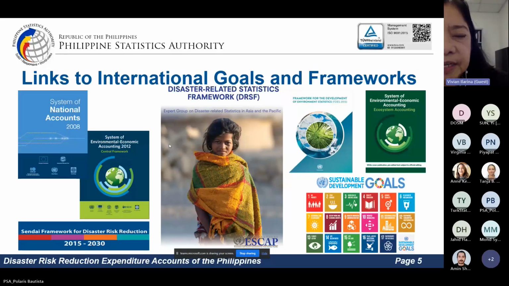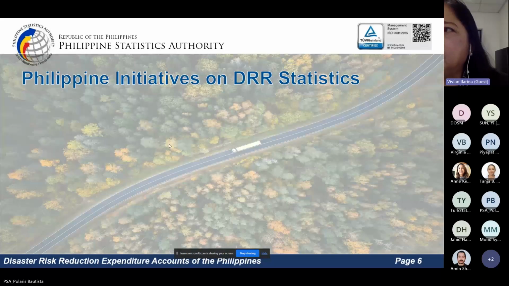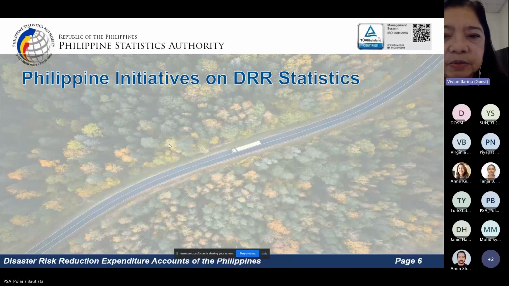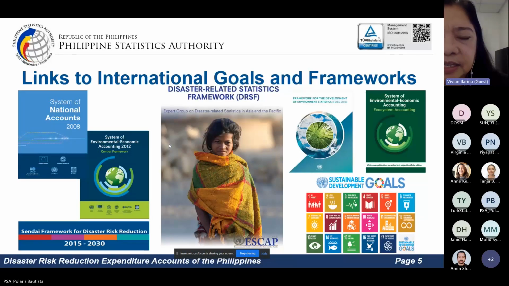There are other frameworks that we maintain, especially we are subscribing to the Sendai framework. So this consists of the different goals and the different statistics or indicators, including the Sustainable Development Goals. So all these frameworks are put together in one database to also compile statistics on disasters. Of course, we have the Disaster-related Statistics Framework or the DRSF. This initiative was started by the UN ESCAP.